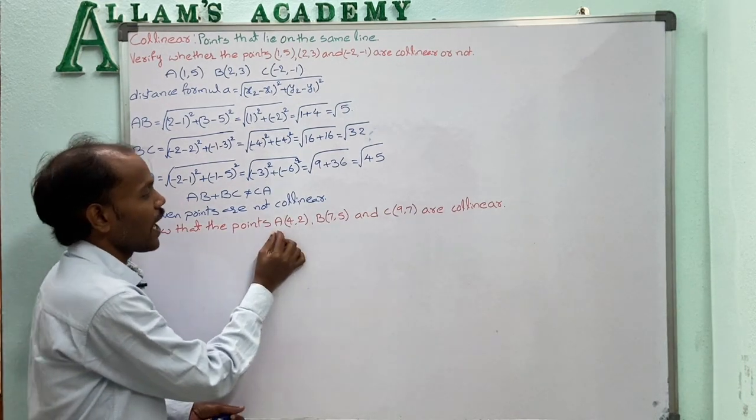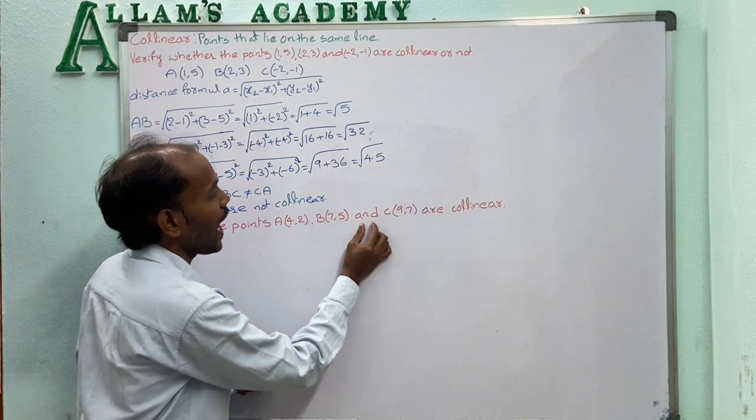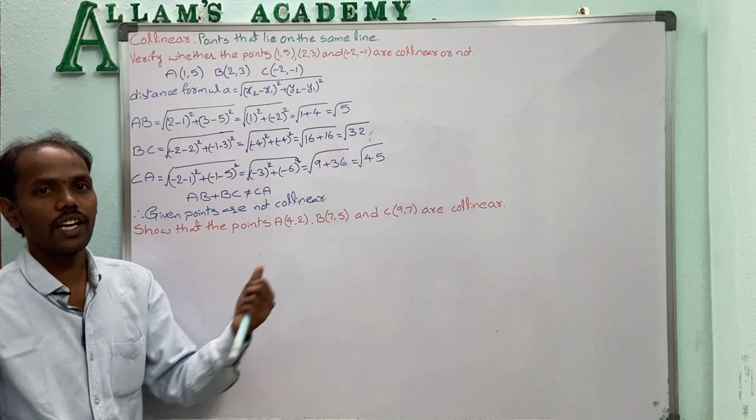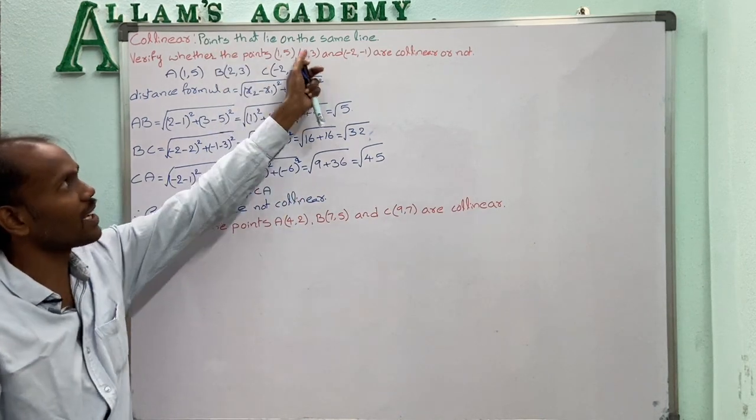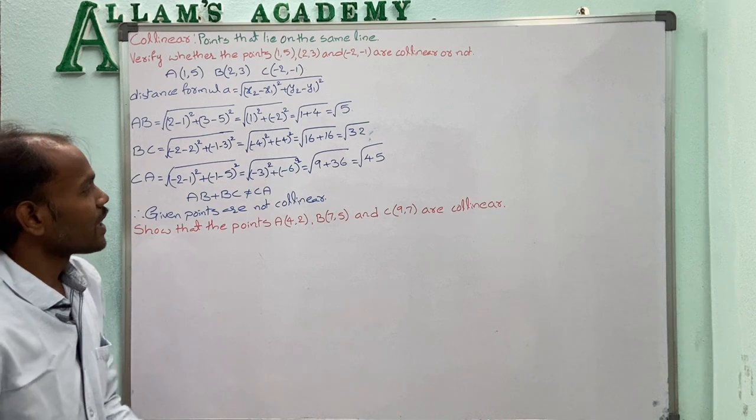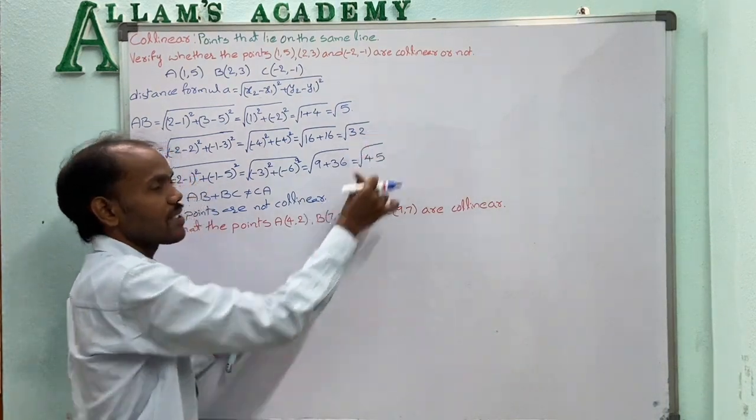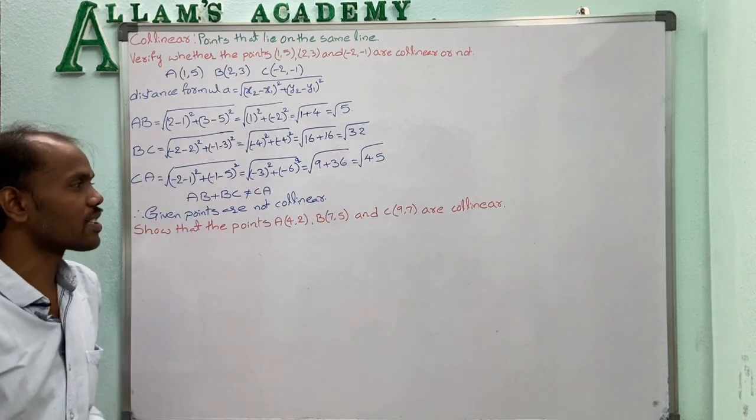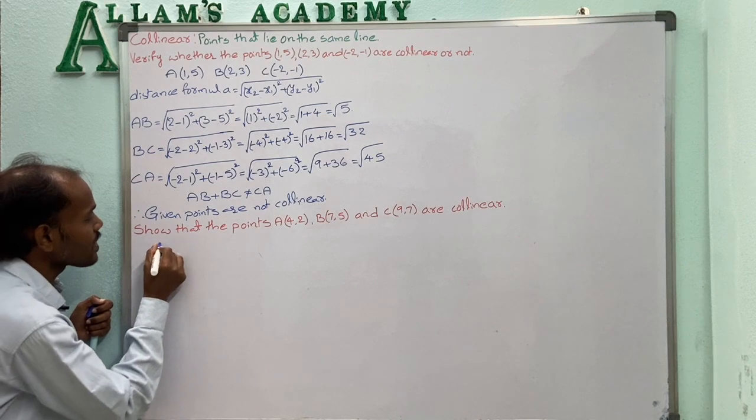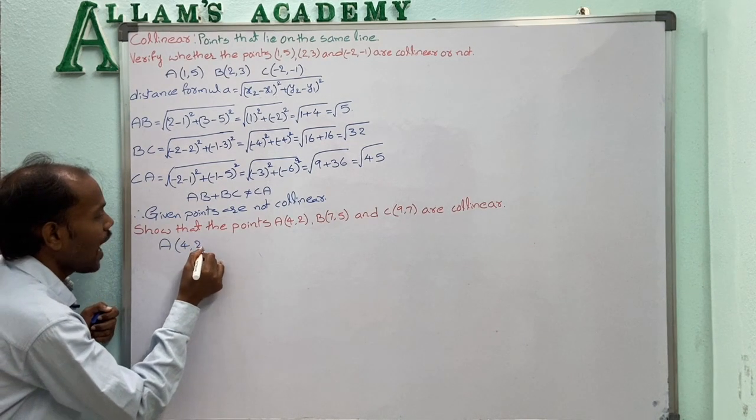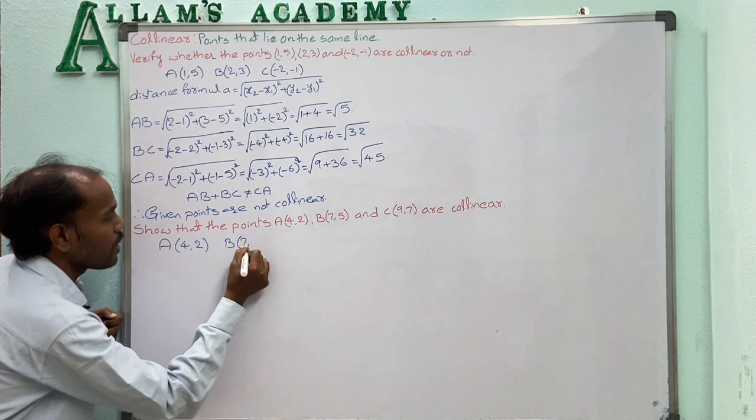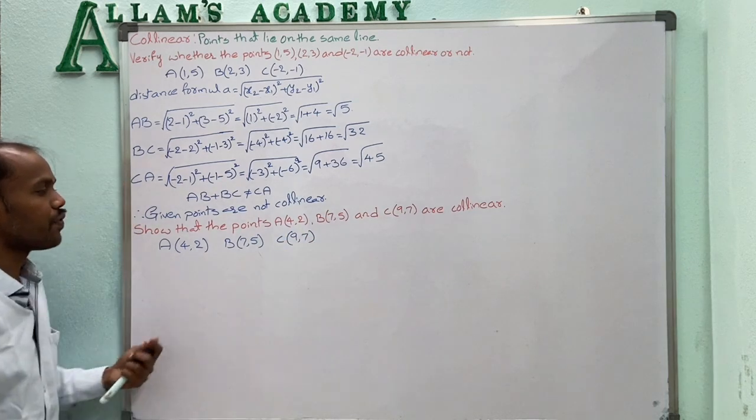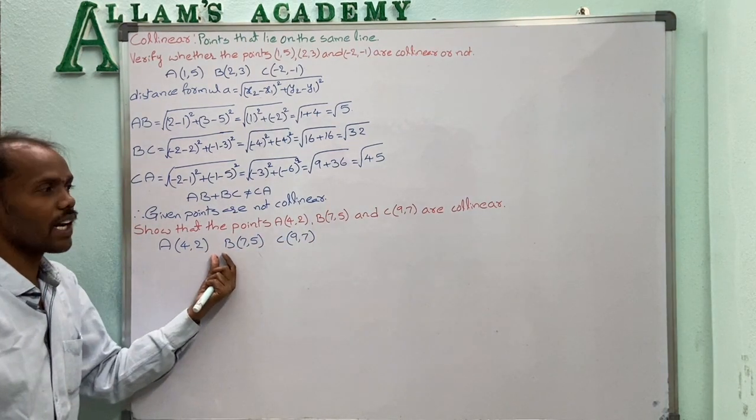Show that the points A(4, 2), B(7, 5) and C(9, 7) are collinear. These points are collinear, we have to show. That means the points lie on the same line. That means the sum of any two points' distances is equal to the third pair's distance. So the given points are A(4, 2), B(7, 5) and C(9, 7). Now find the distance between every pair of two points.